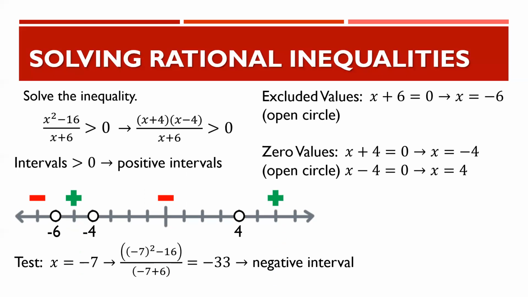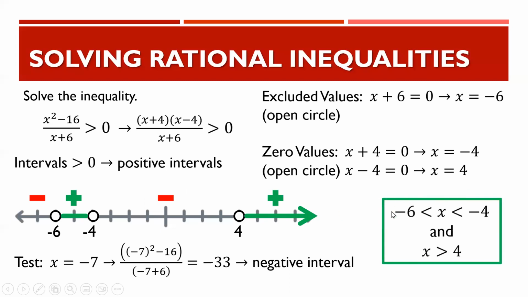So now that we've got our interval positives and negatives determined, our answers are just the positive intervals. Those are the only ones we care about because those are the solutions to this inequality. So that's going to be the ones that are highlighted. So between -6 and -4, that was a positive interval. And then the one that is greater than +4. And those are my solutions. So the first solution, x is between -6 and -4. And then also my other solution, x is greater than 4.